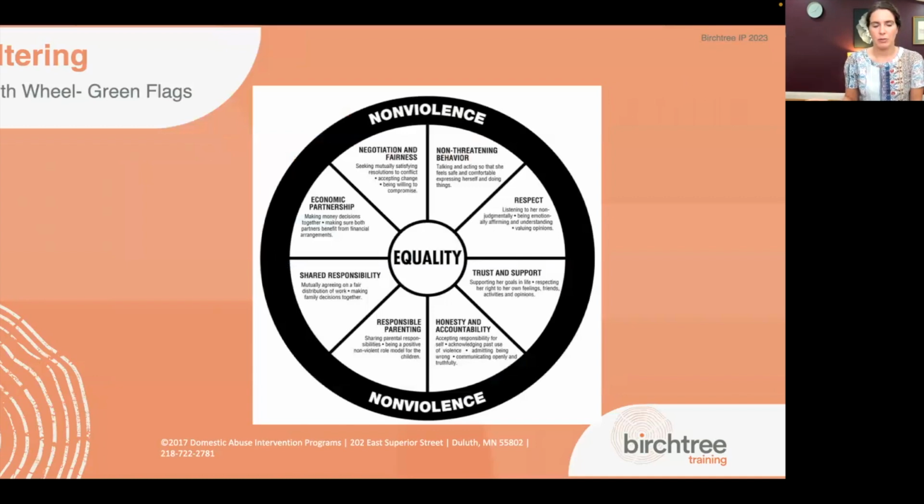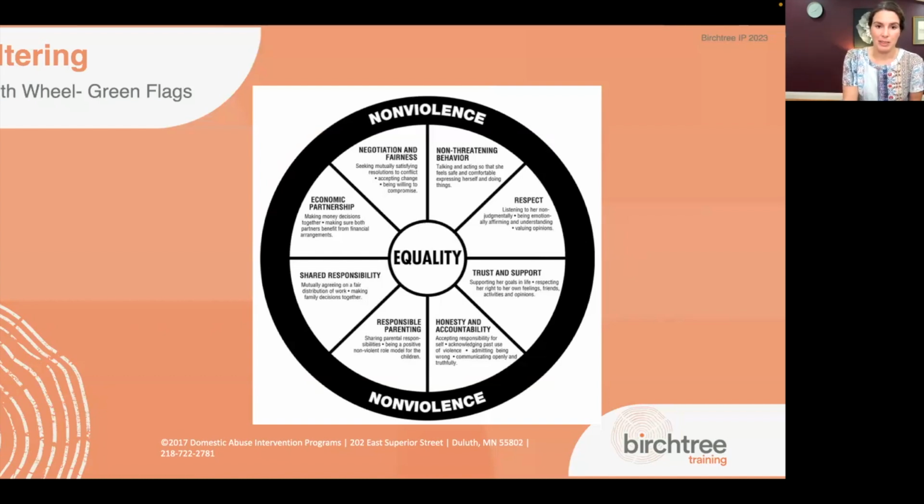So one key thing for green flags is looking at when there is equality in dating and going into a relationship. This is called the Duluth wheel, and it goes through equality and when there's inequality in relationships. It's online. You can find it on the web. So this wheel looks at different areas of what creates equality in a relationship. So we've got respect. If someone's non-judgmental, if they value our opinions, if there's trust and support. So, you know, supporting your goals in life, respecting your right to your own feelings and actions, even if they're different to someone else's.